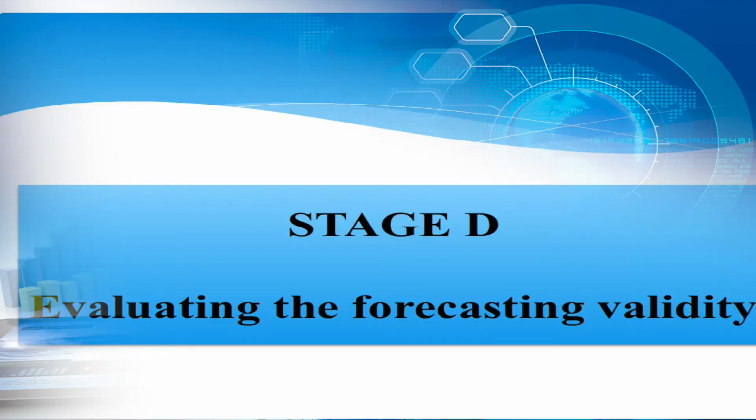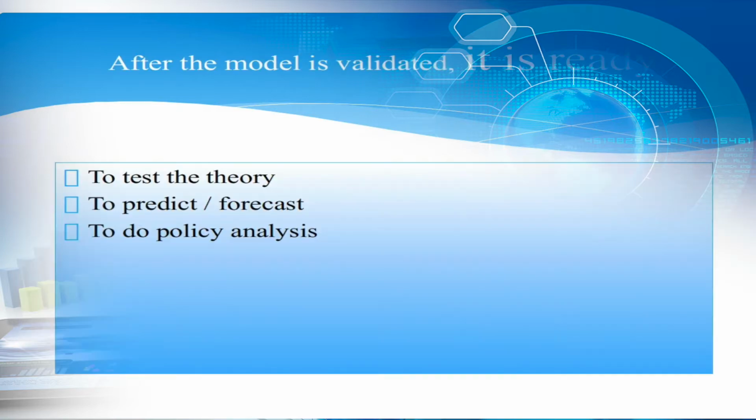After the rectification of the problem relating to the econometric assumptions, we have to re-estimate the model and evaluate the model again. Therefore, the last stage, stage D, is the application of the econometric model. In this case, we can use this model for testing the theory, for predictions and forecasting, and policy analysis.